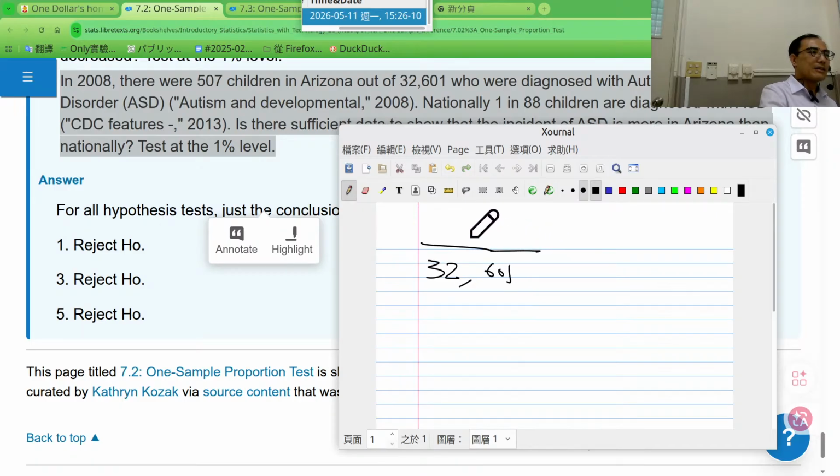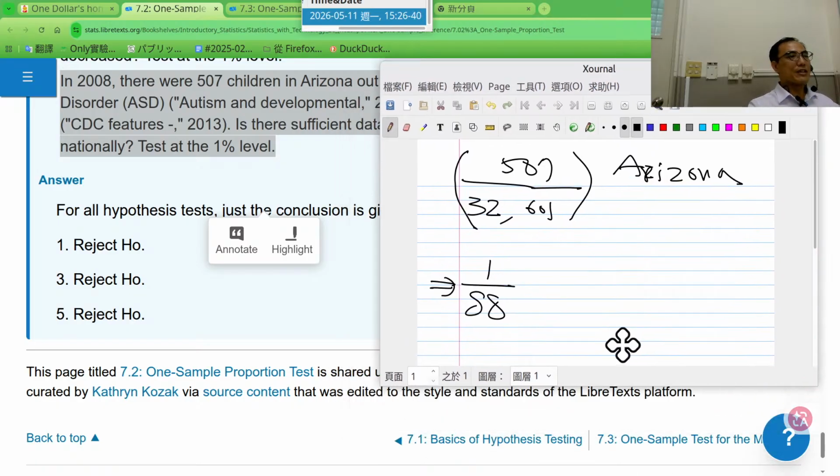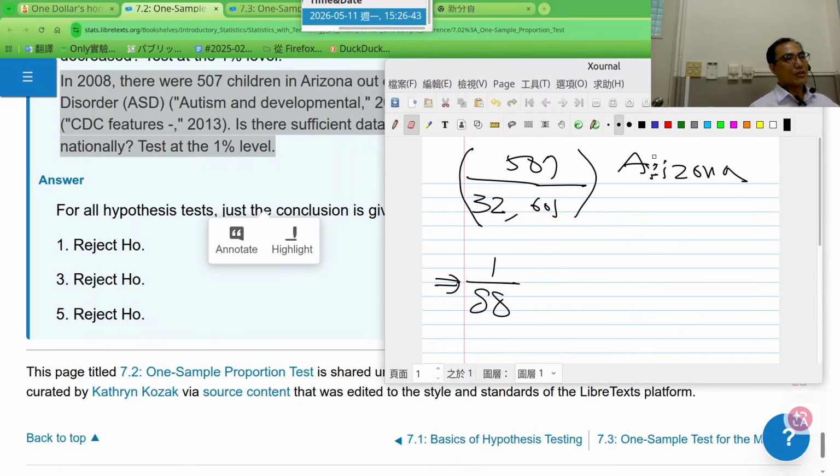Out of 32,601, 507 were diagnosed as autism. Nationally, there is a small proportion compared to Arizona, the national proportion being 1 in 88. So can you see the difference here? Sorry, my handwriting is horrible.